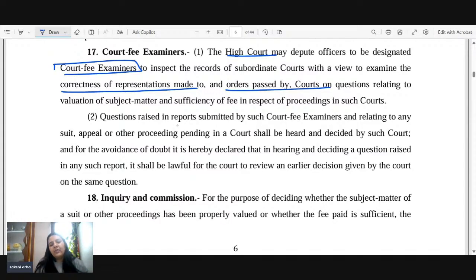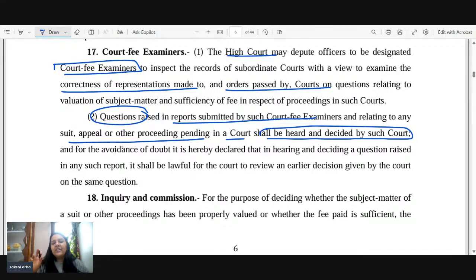So, in that report submitted by such court fee examiner, if any question is raised, okay, then to any suit, appeal, or other proceeding pending in a court shall be heard and decided by such court. Okay, what is that such court? Such court कौन सा है? कौन decide करेगा? What is that such court here? Is that high court or the same court?